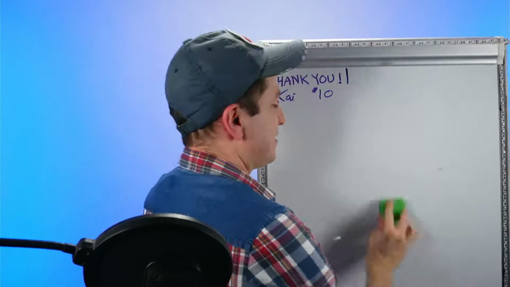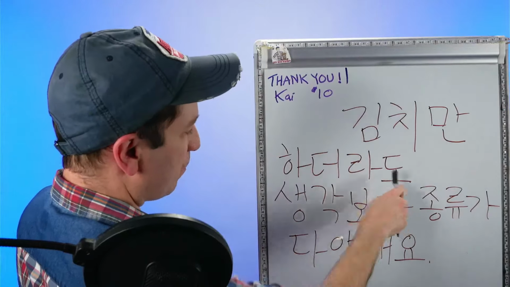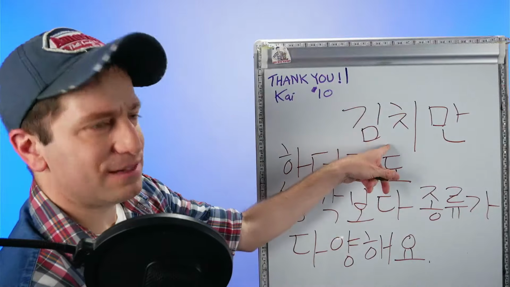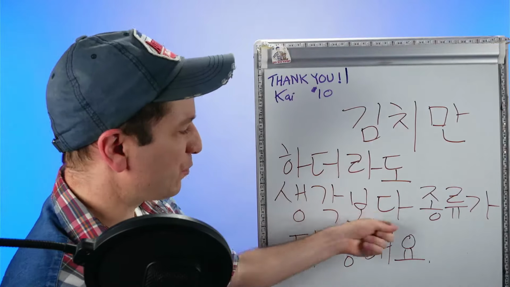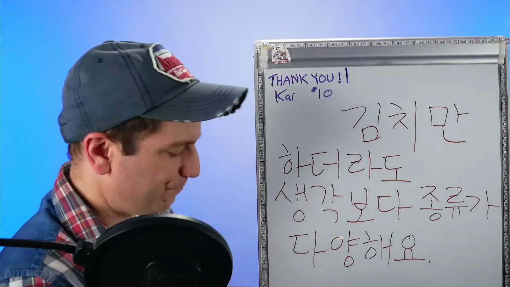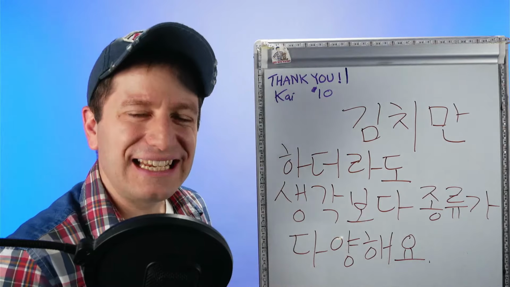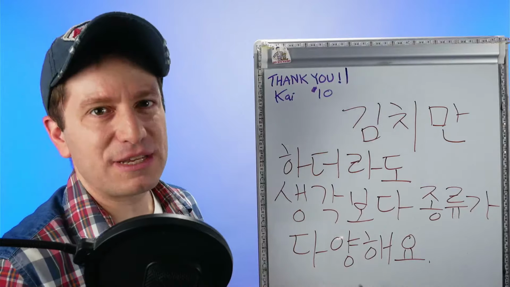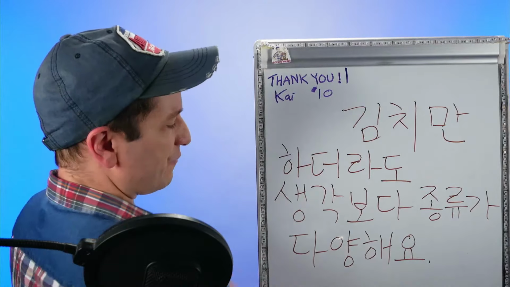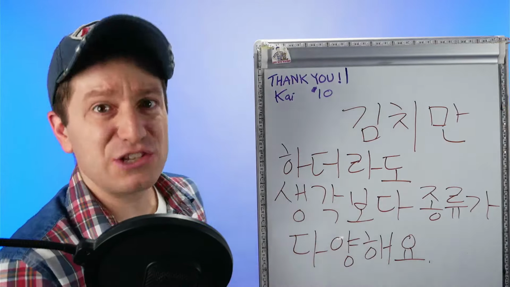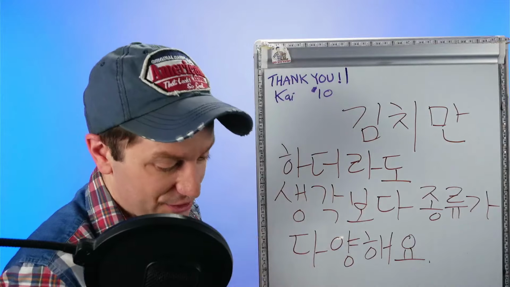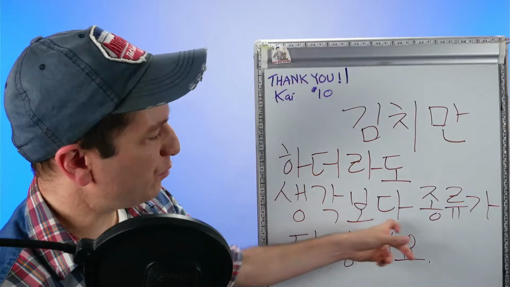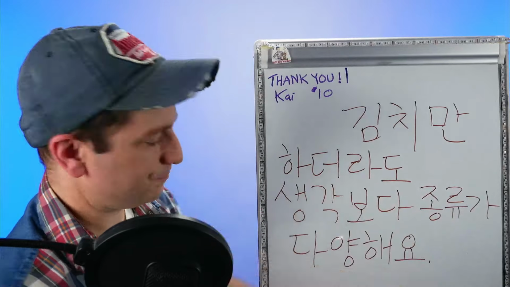Here's an example sentence. 김치만 하더라도 생각보다 종류가 다양해요. So take kimchi for example. 생각보다, more than you think. 종류. 종류 is a variety, a type, a kind of something. 종류가 다양하다. 다양하다 means to be various. So there are more various types of kimchi than you think. There are more varieties than you think. 김치만 하더라도 생각보다 종류가 다양해요.